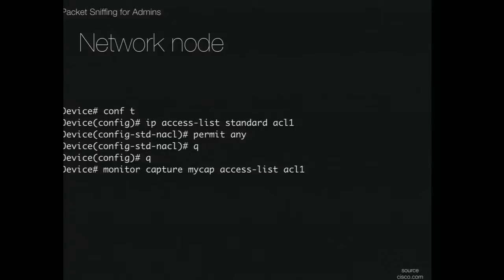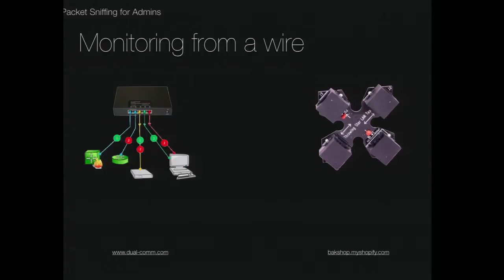So we have the endpoint, the network node, and we have some solutions from the wire. The first one is an active one, and it's basically a switch pre-configured at the factory to duplicate the information passing by. So it's simply a switch already set up for you. And the other one is really nice. It's a passive one.